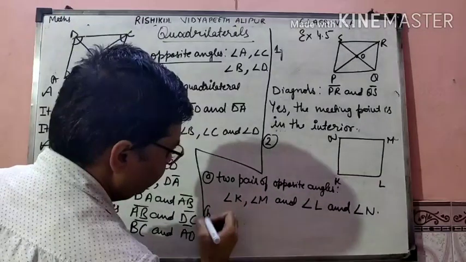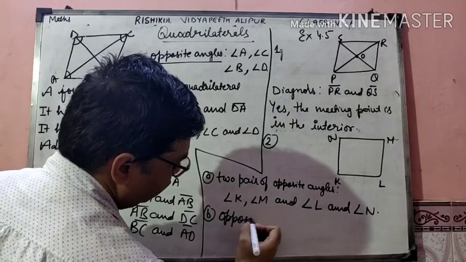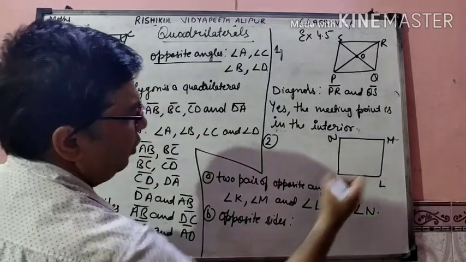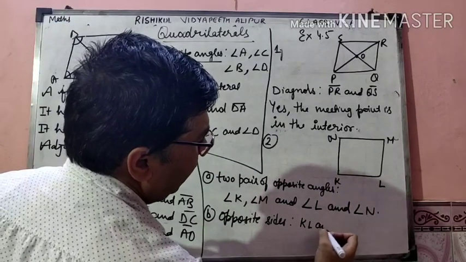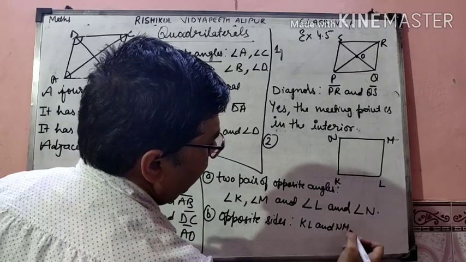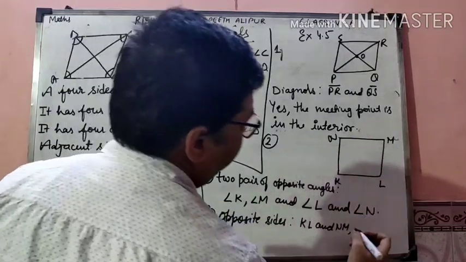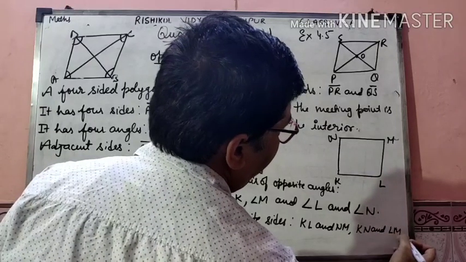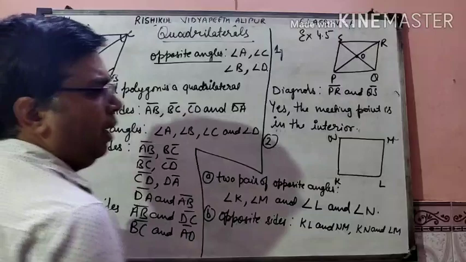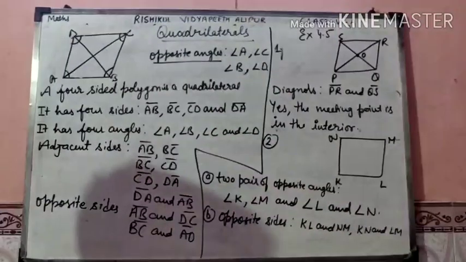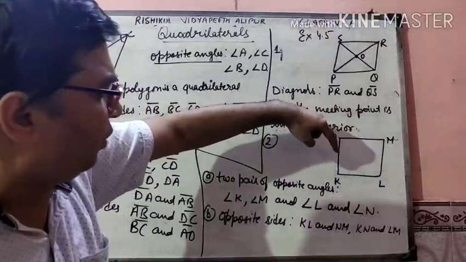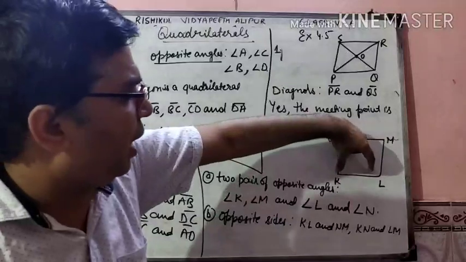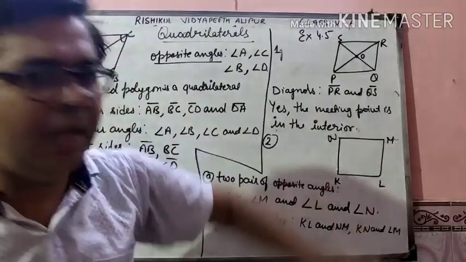Opposite sides. What are the opposite sides? KL and NM. And the next one, KN and LM. Any doubt, students? First you have to write opposite angles K and M, L and N. Then opposite sides KL and NM, and KN and LM.